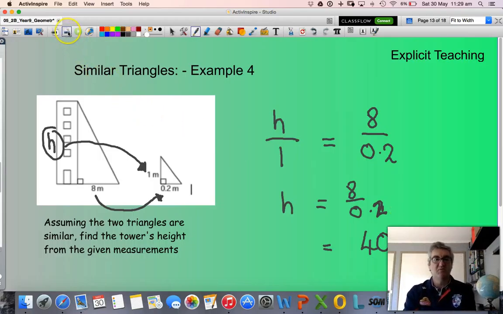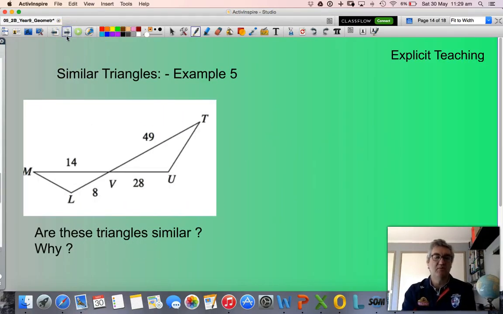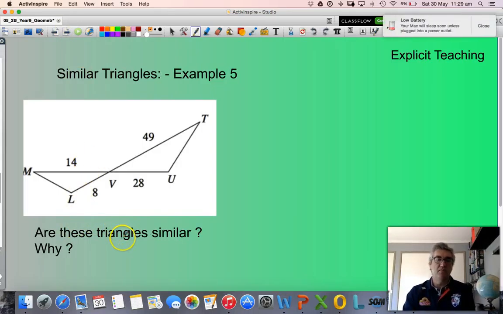Right, I have two more examples that I'll be going through. Right, are these triangles similar and why? Well, we're going to move on, don't want to run out of battery.